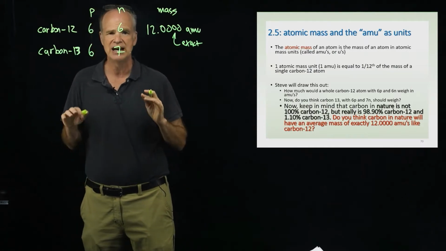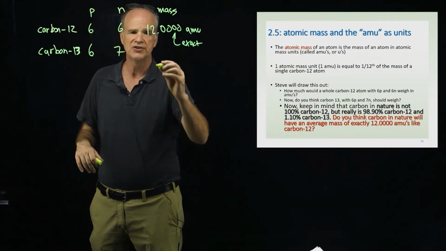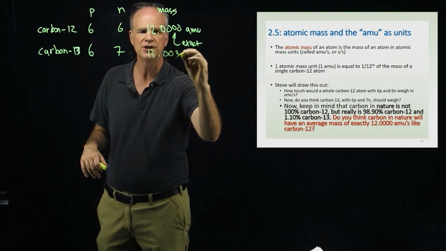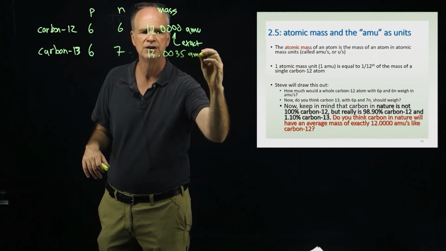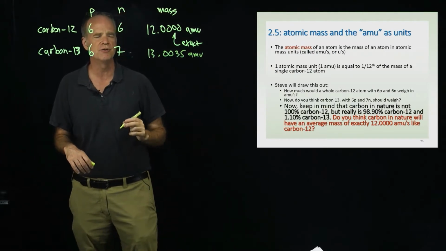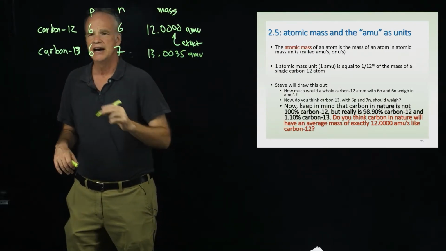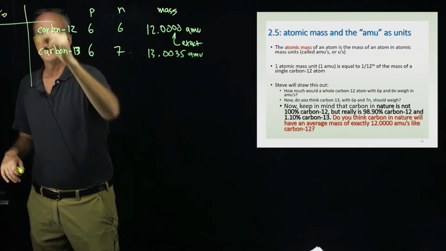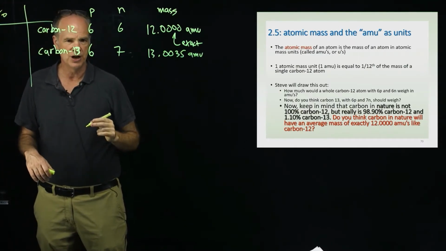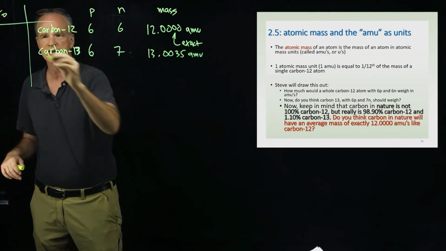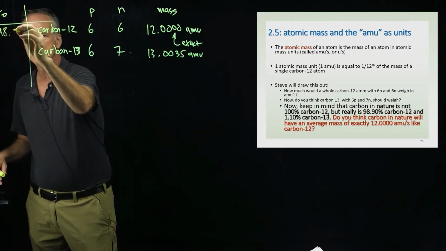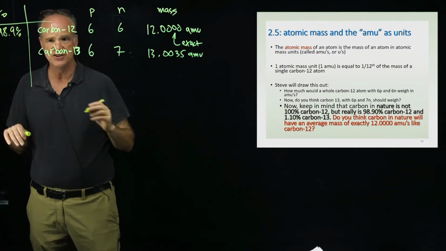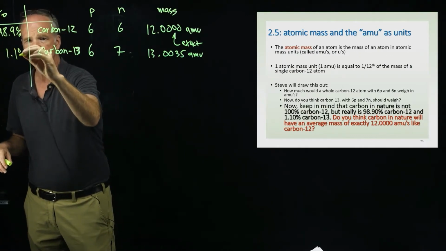And it's not exactly that, for reasons which we'll learn about in the second semester. It's a little bit more than that. It's 13.0035 AMU. Now here's a question for you to consider. In nature, the percent abundance of carbon-12 of all carbon atoms is about 98.9%. Of carbon-13 atoms in nature, it is about 1.1%.